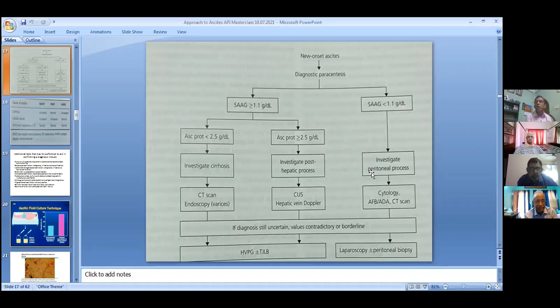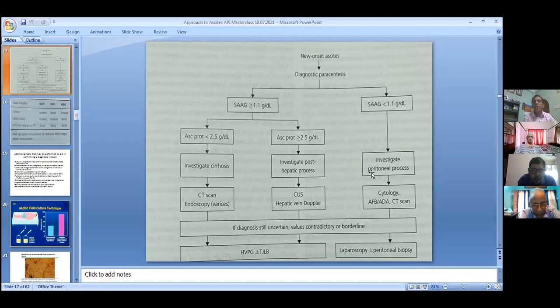If it is more than or equal to 1.1, and the ascitic fluid protein is less than 2.5, that suggests cirrhosis. But if the ascitic fluid protein is high, more than 2.5, then it indicates that it is a post-hepatic process, either cardiovascular disease or hepatic vein obstruction. Then you should do the Doppler study and cardiac ultrasonography.